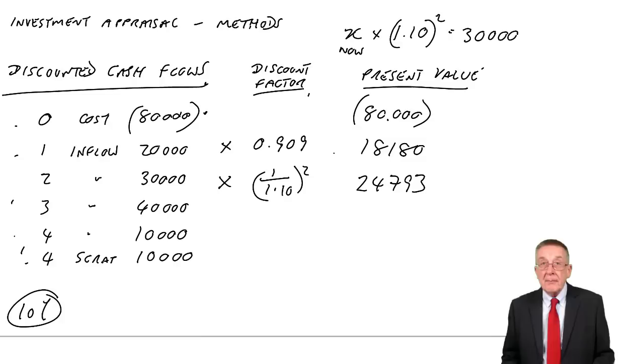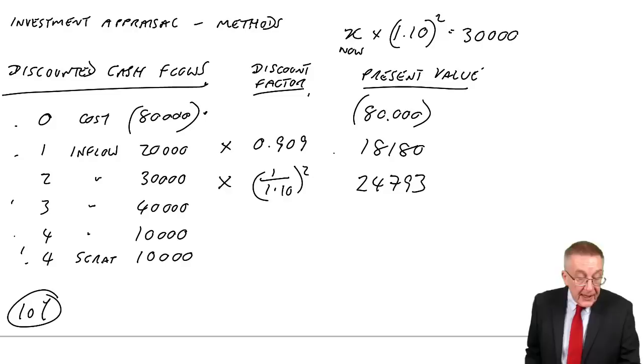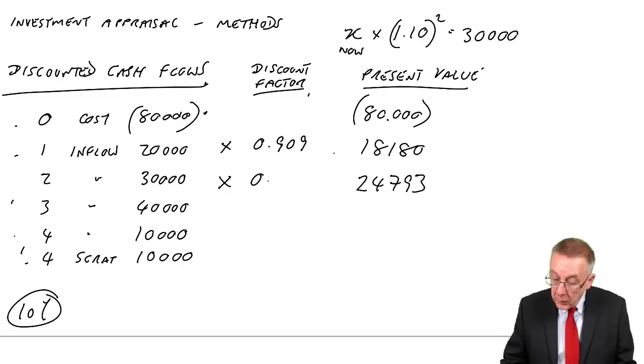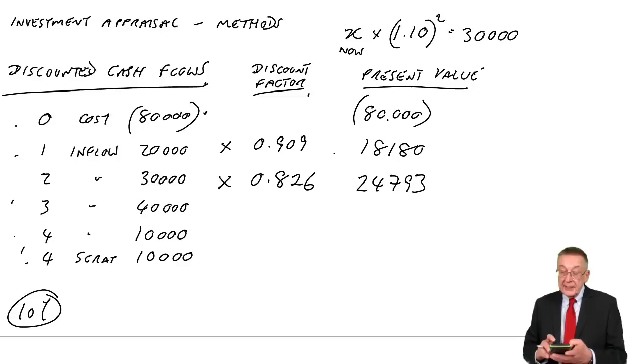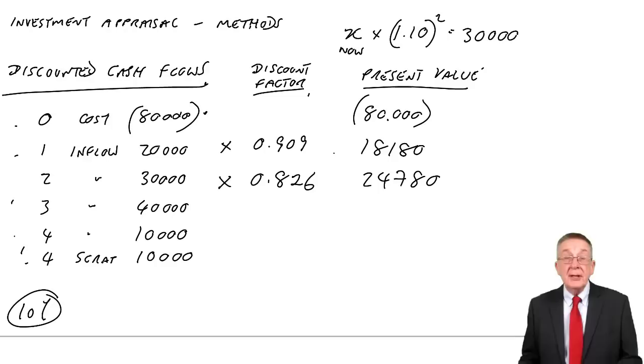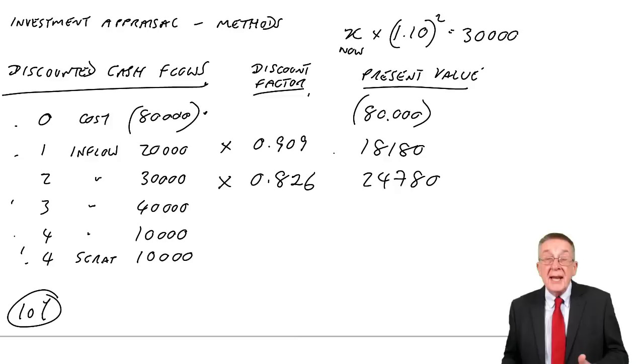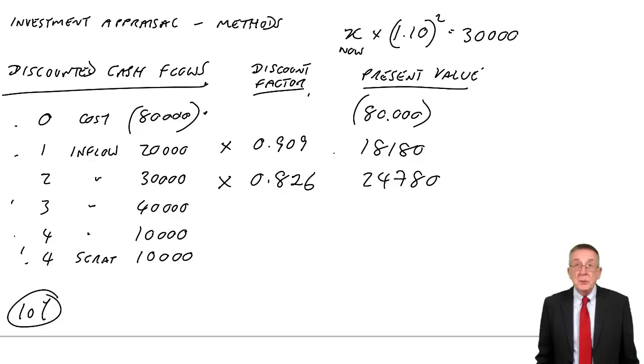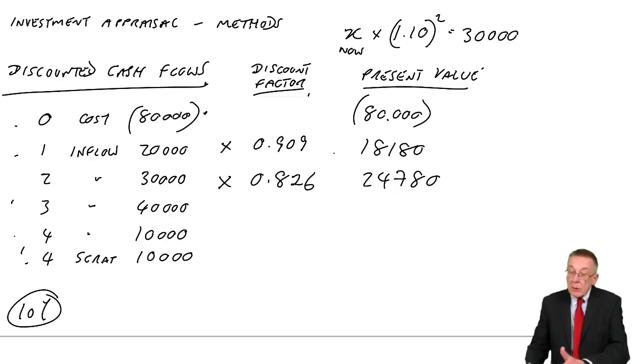And similarly for 2 years, instead of having to mess around with 1 over 1.1 squared, it's the 10% column, the 2 year row, we multiply by 0.826. And the present value, again slightly different, is 24,780, but that's simply the rounding in the tables. And as you'll see later, not only would he expect you to use the tables, but also, even in real life, we're not worried about a few dollars. That would be ridiculous.